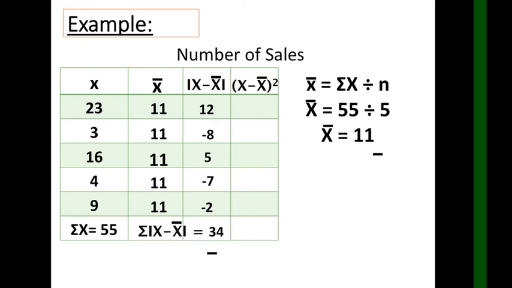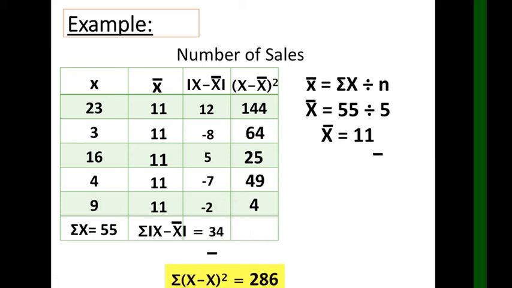Next, we have x minus mean squared. So this one will be squared. So 12 times 12 is 144. Negative 8 times negative 8 is 64. 5 times 5 is 25. Negative 7 times negative 7 is 49. Negative 2 times negative 2 is 4. Okay? And the total is 286.